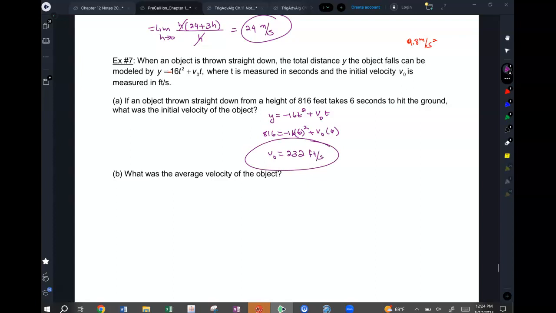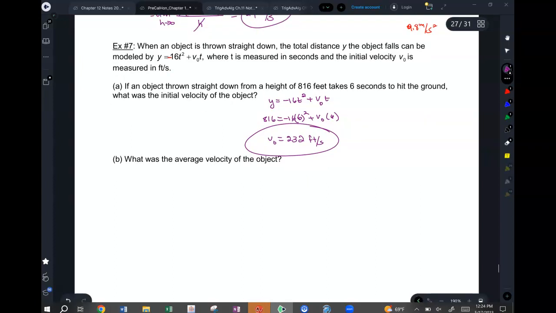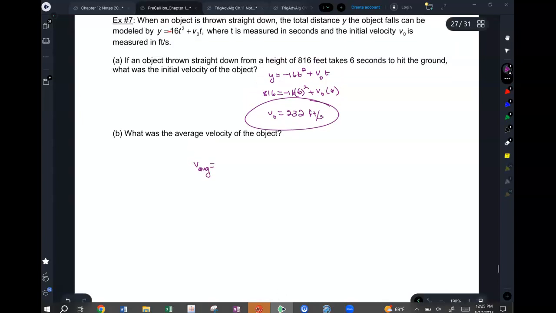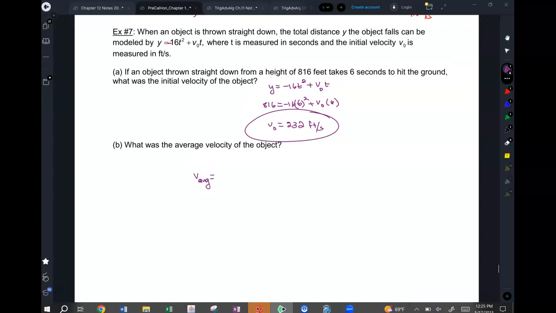Yeah. Okay. What is the average velocity of the object? How are we going to find the average velocity? This is the slope. Exactly. So the average velocity, you have to do, what is the initial height? 816. What is the final height? 0, over 6.